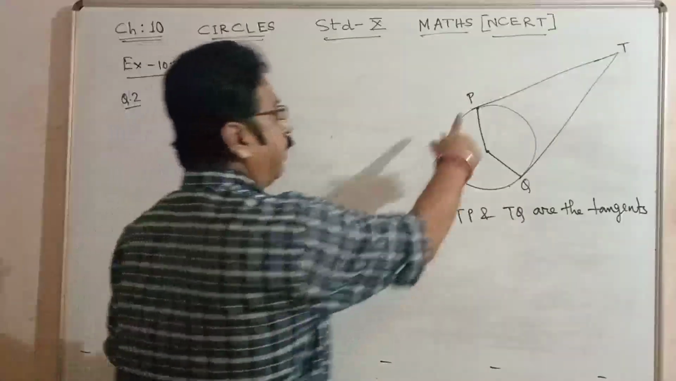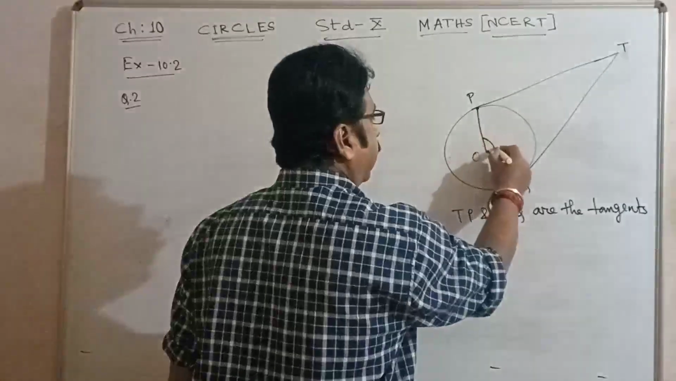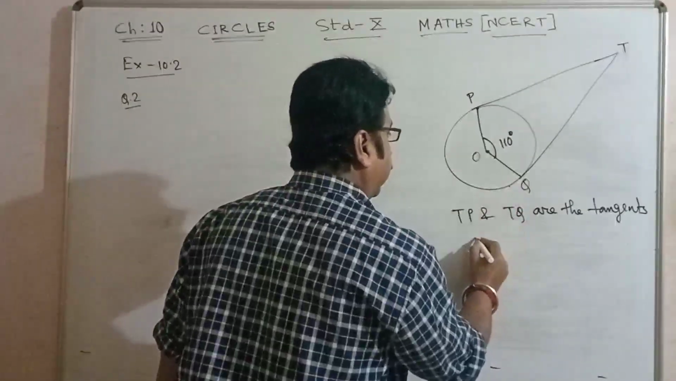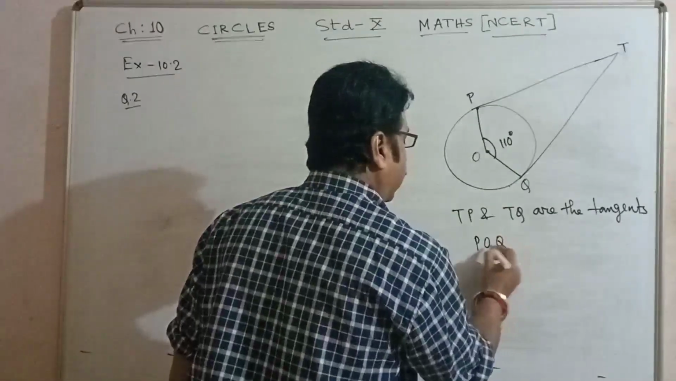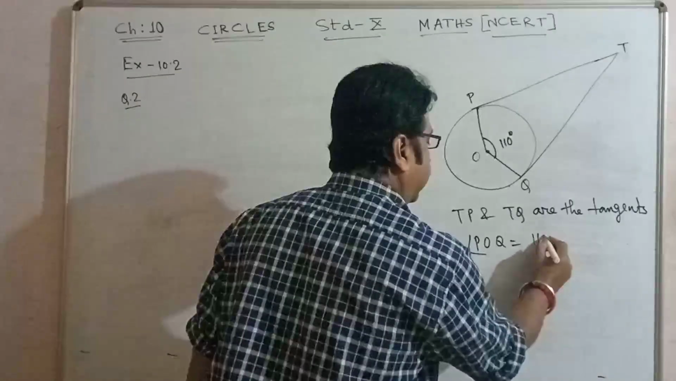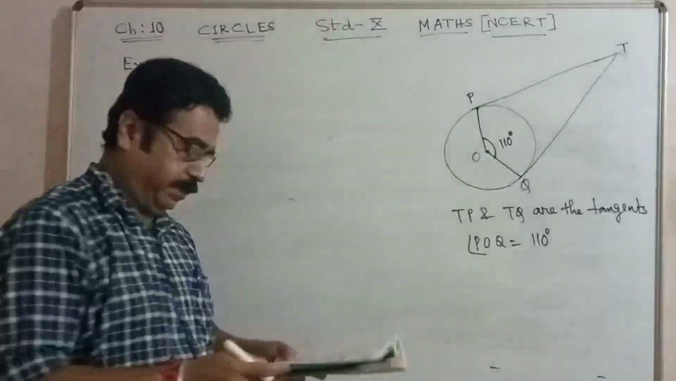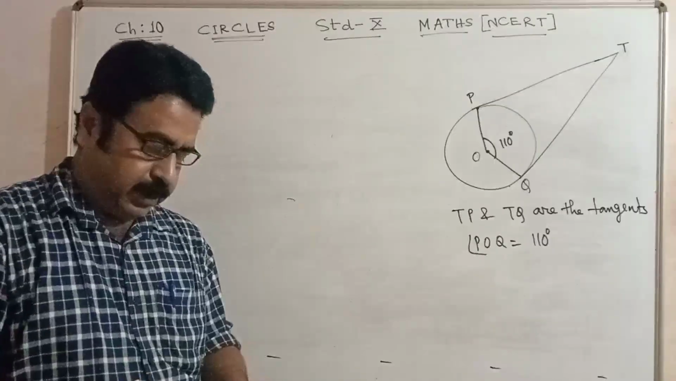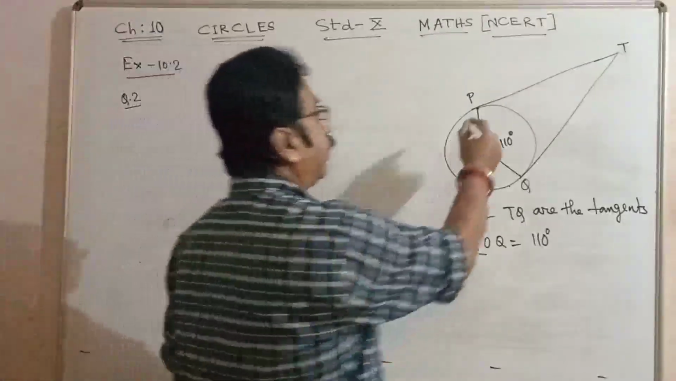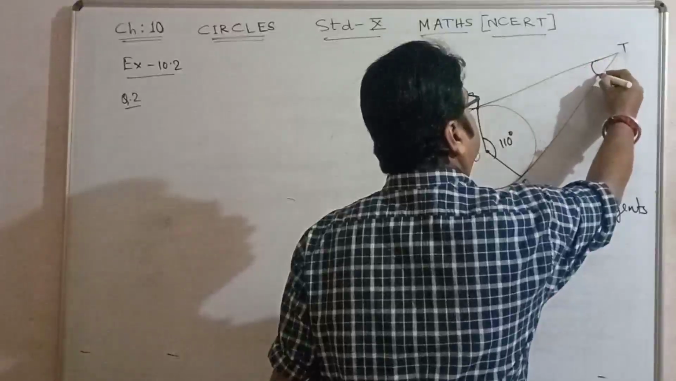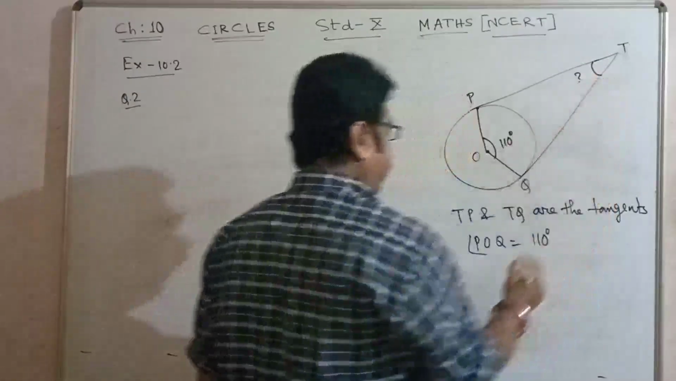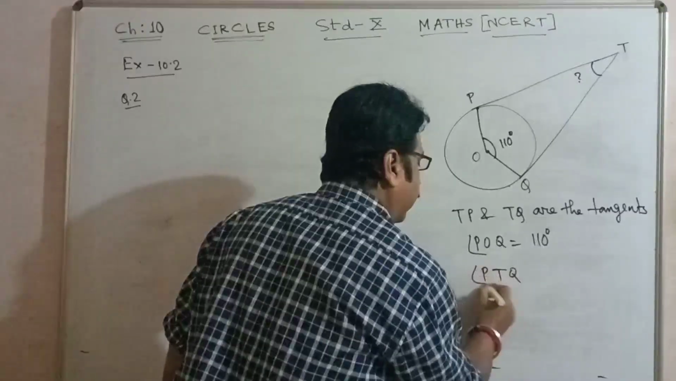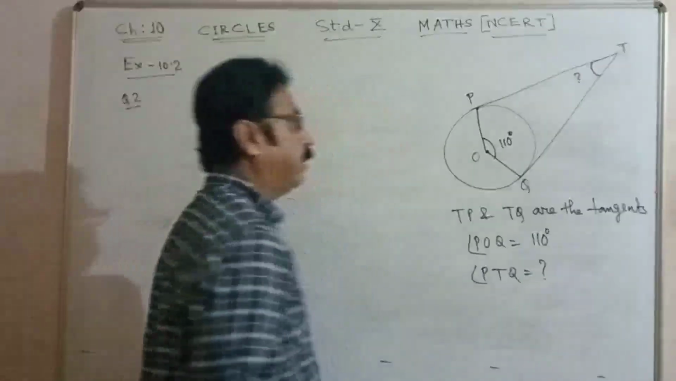Angle POQ is given as 110 degrees. POQ equals 110 degrees. We have to find PTQ. This angle we have to find. Angle PTQ equals how much?